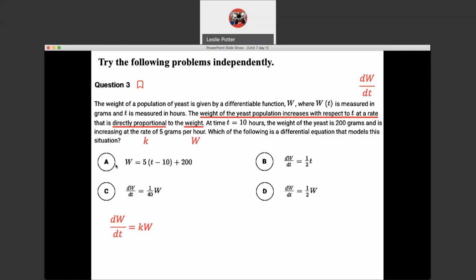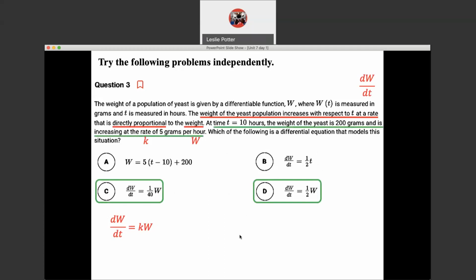Okay, so we know we have this much. So we know we can eliminate A. A is not a differential equation. It says at time T equals 10, the weight of the yeast is 200 grams. This is going to help us find K, because if you notice, we don't have K in any of the answers, the variable, the constant K. We have actually a numeric value, so we got to find it. So right now we know that it's either C or D, because it's not directly proportional to the time, it's directly proportional to the weight. So we know we're picking between these 2 options.